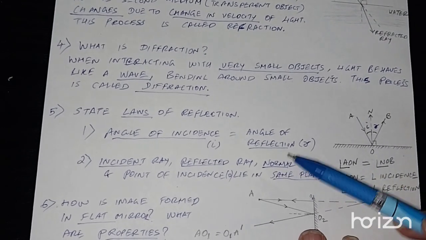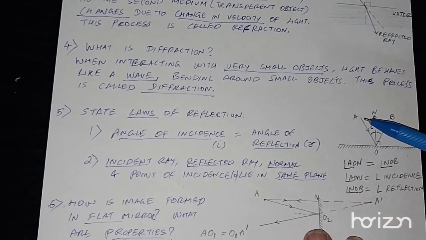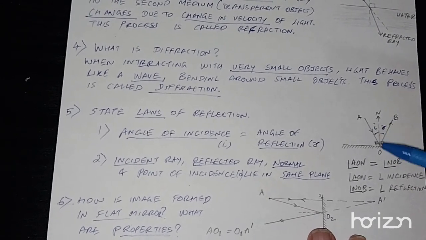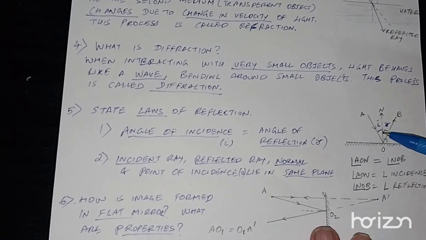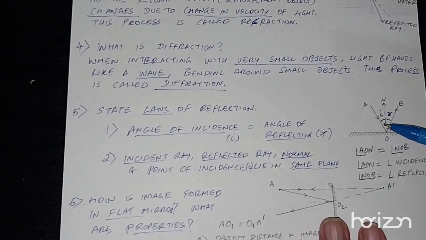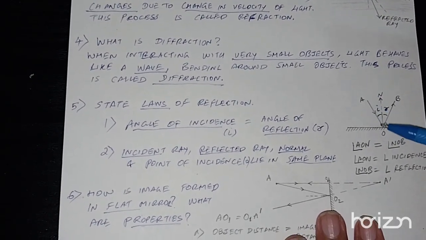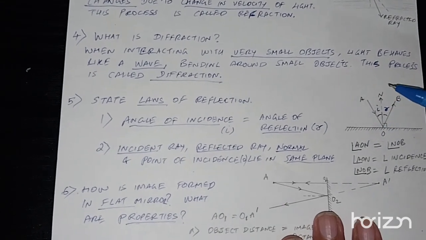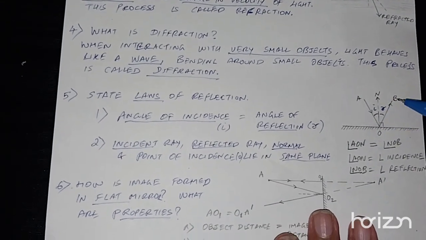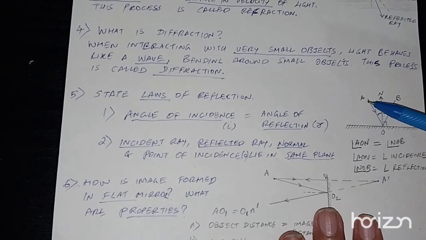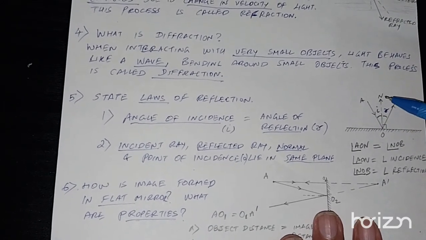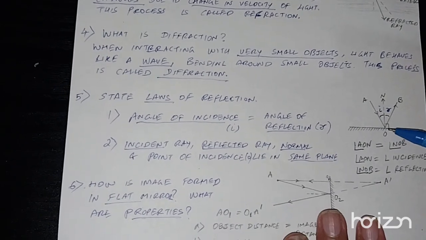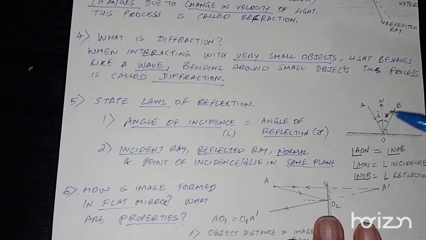Now what the law of reflection says, that angle AON, where N is the normal, the angle AON, which is the angle of incidence. Okay, angle of incidence means the angle that the incident ray makes with the normal. Okay, is equal to the angle of reflection, which means angle AON is equal to angle NOB. Okay, NOB is the angle of reflection because that's the angle the reflected ray makes with the normal.